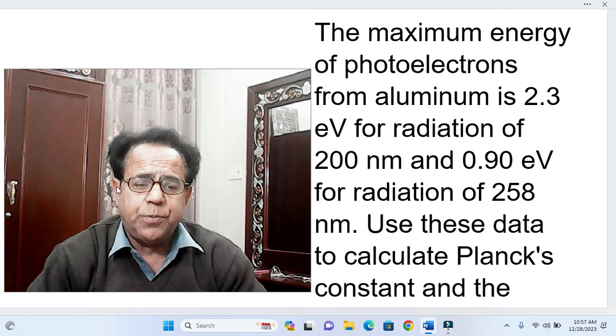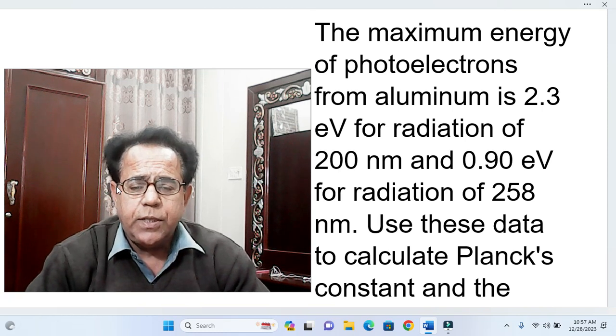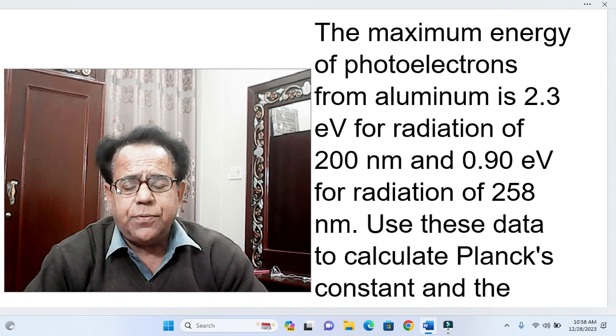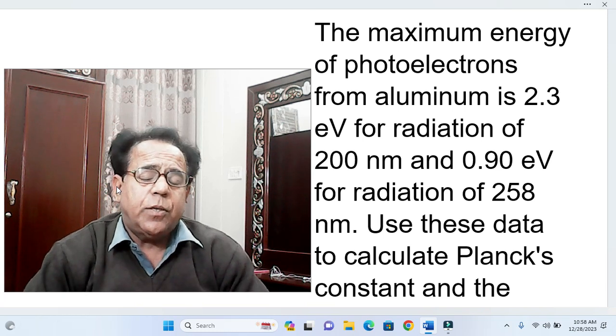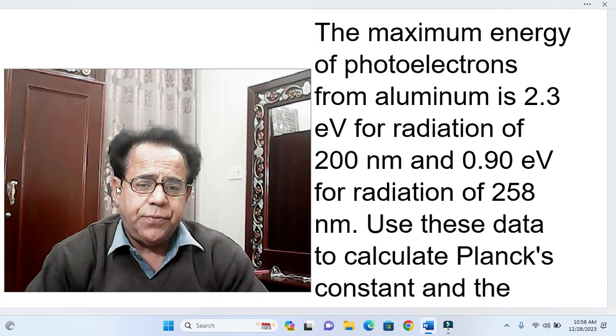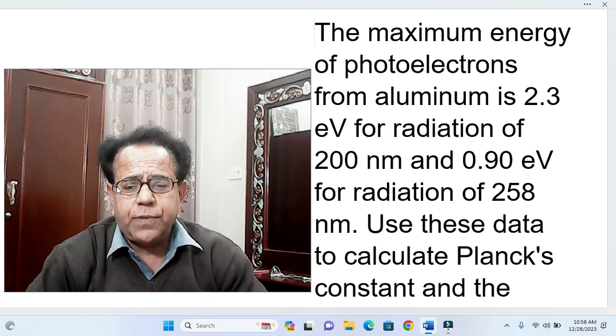This is our next problem, taken from the book Quantum Physics by Stephen Gasiorowicz. As usual, we first come to its statement.